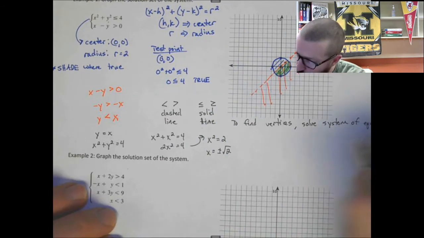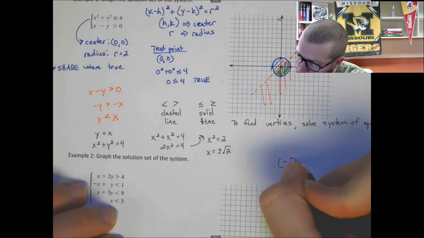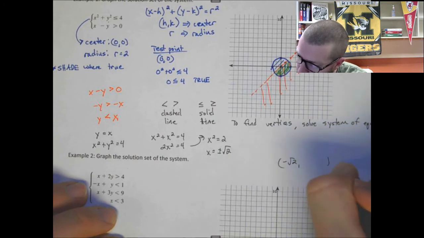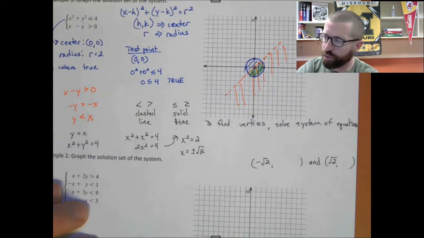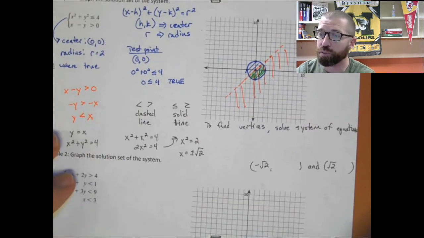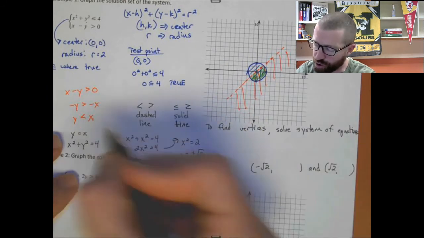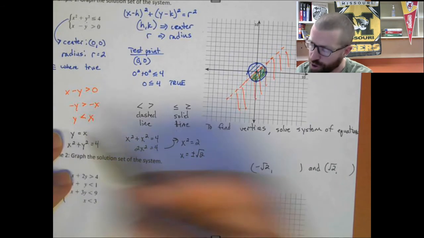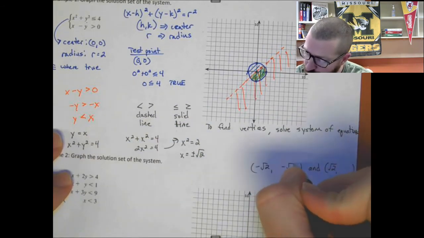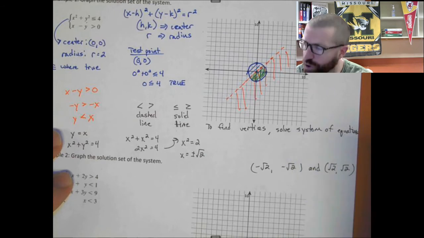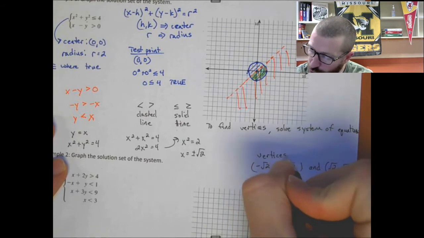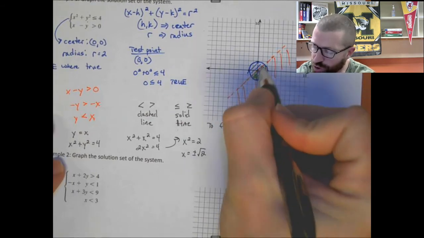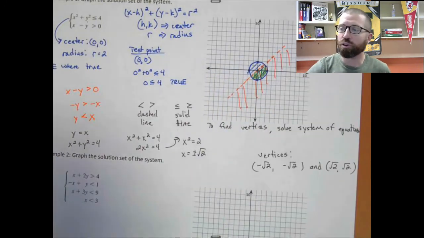Okay, so that gives me my two x values. So let's go ahead and write that in. Negative square root of 2 and positive square root of 2. And then to find y, I just plug that in, and I know this equation, y is equal to x. And so that means the x and y coordinates are going to be the same on each point. So these are what are called your vertices. And that's these 2 points where the line and circle in this case intersect.